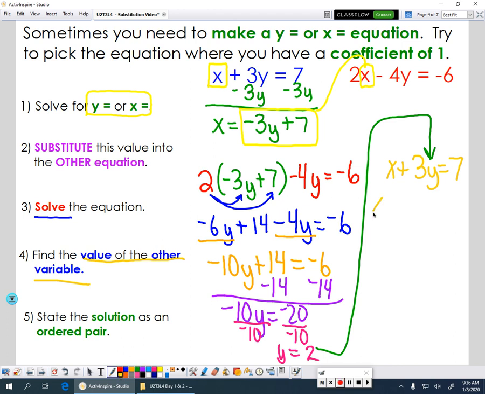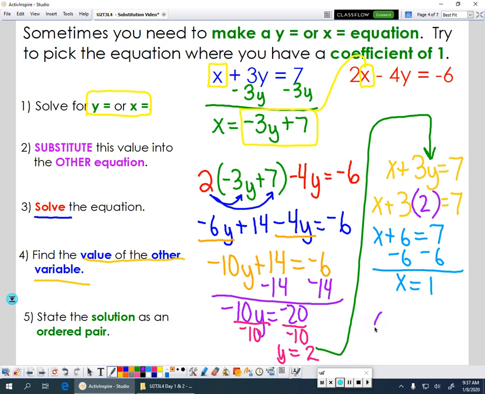Either one will work. So I'm going to have x plus 3, and then my y value here is a 2 equals 7. And then I'm going to solve it. All right, so here we go. So x plus 6 equals 7. Subtract 6 on both sides, and I get x equals 1. So now remember, in order to write this ordered pair, my x value is 1, my y value is 2, and that means since we have an ordered pair, we have one solution.